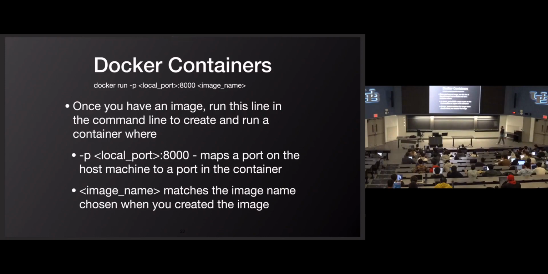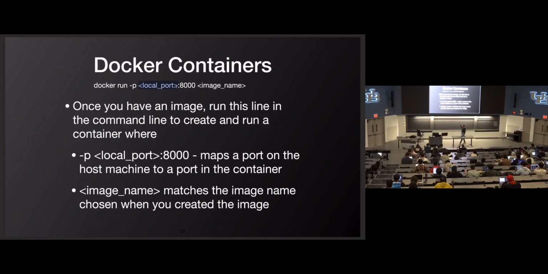So to create a container from an image, docker run -p to map ports, and then the image name. So whatever image name you chose from the previous slide, you would run this command, choose your local port from your device, and then map that to a port inside the container. In this example that we've been using so far, inside the container, the app's been running on port 8000, and I actually don't care what port you run your app on at all. You can run it on whatever port you want.